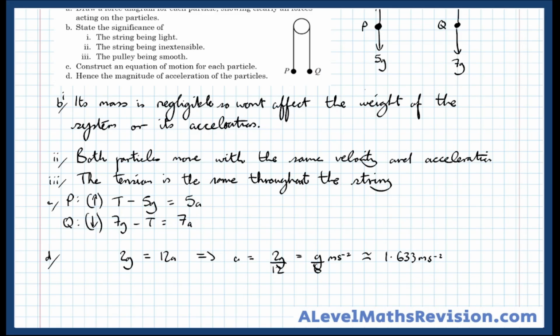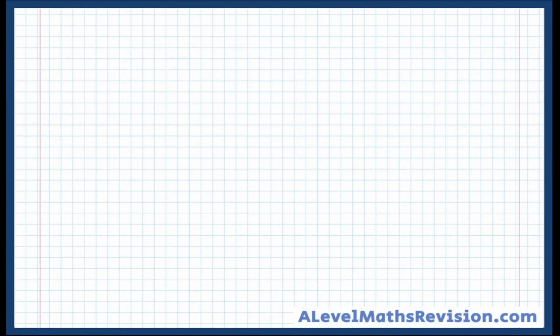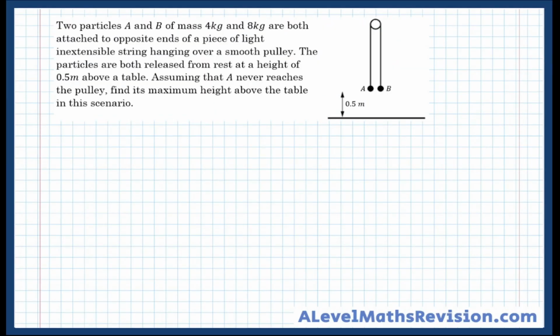Let's do another slightly more complicated example that brings SUVAT into play as well. So two particles, A and B, of mass 4 kilograms and 8 kilograms are both attached to opposite ends of a piece of light, inextensible string hanging over a smooth pulley. The particles are both released from rest at a height of 0.5 meters above a table. Assuming that A never reaches the pulley, find its maximum height above the table in this scenario. So what's going to happen here, as they're released, we can see that particle B is heavier, so particle B is going to be the one that hits the table. So by this point, particle B is there, and particle A will be about there.